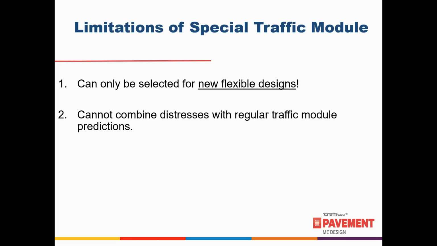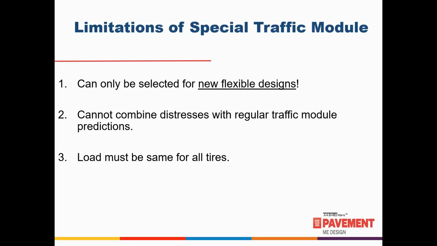So just as a rule of thumb, you can't directly combine distresses between the special traffic model and the regular traffic module. The load has to be the same for all tires. In some cases, it doesn't really matter because you're assuming that. But in other cases, you may have one axle that's far more heavily loaded than, say, a rear axle. And we'll look at an example of that soon. In that situation, you've got to stick with one or the other.